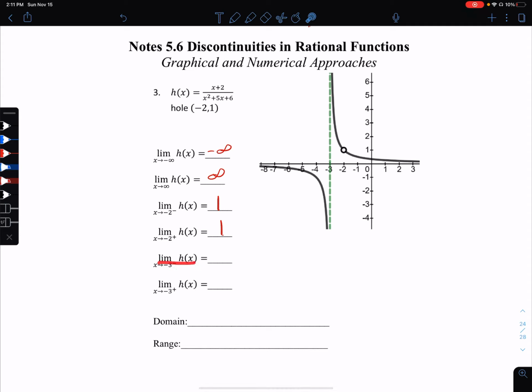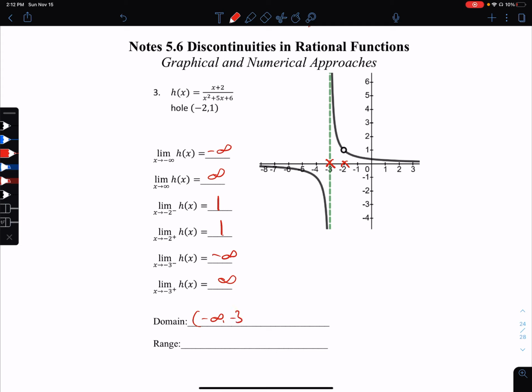What's the limit of h of x as x approaches negative 3 from the left? If you approach negative 3 from the left, this is going down forever, so the y values are going to negative infinity. What's the limit of h of x as x approaches negative 3 from the right? That's in this direction. We're getting closer to that vertical asymptote, but we are going up forever, so it's positive infinity.